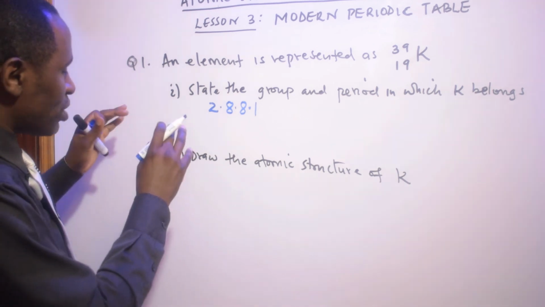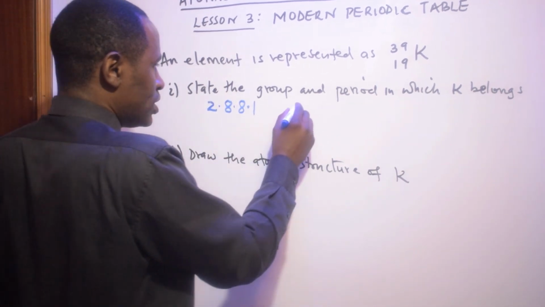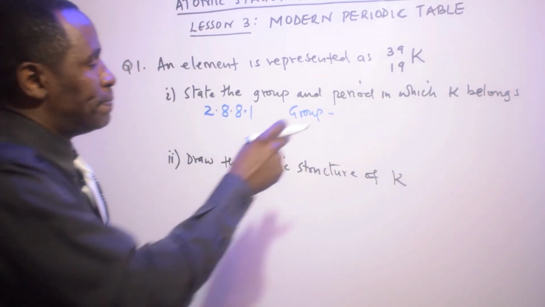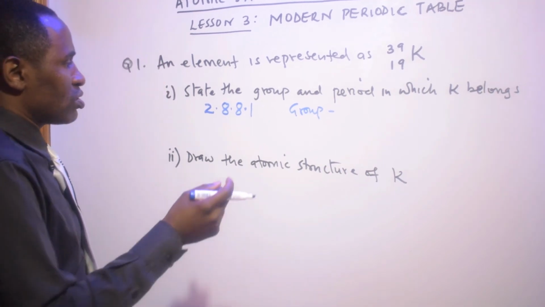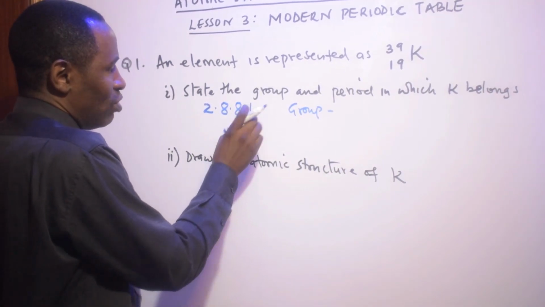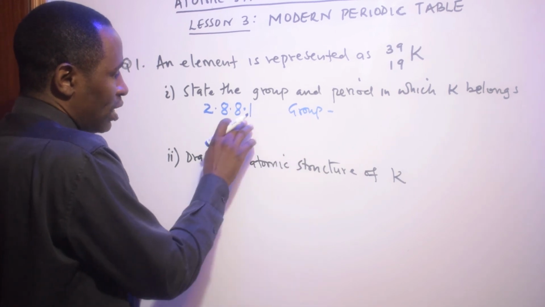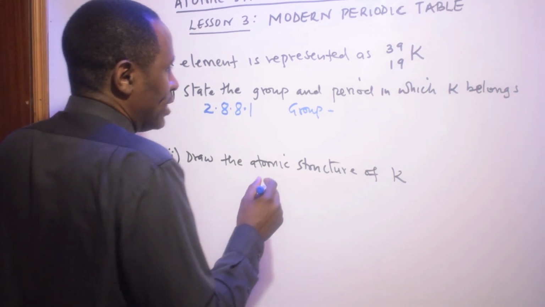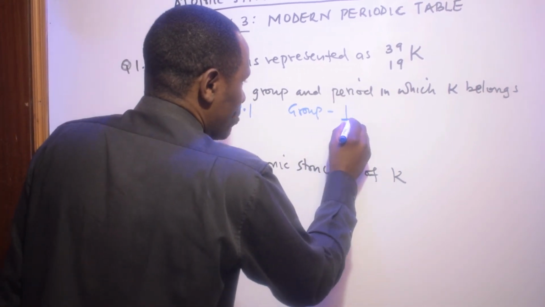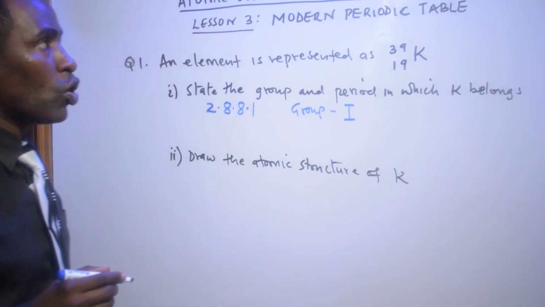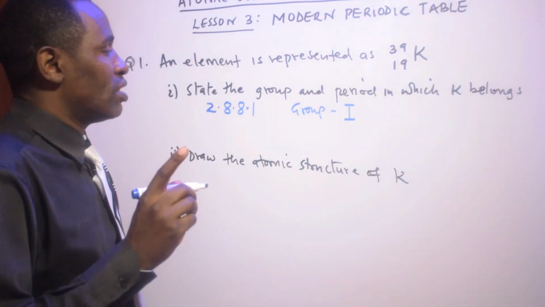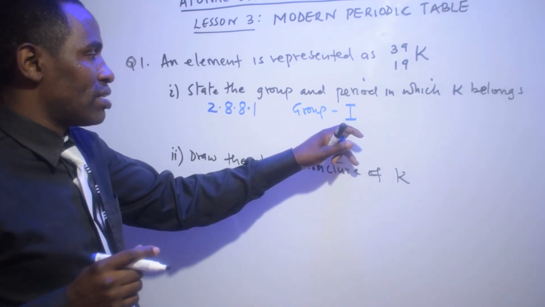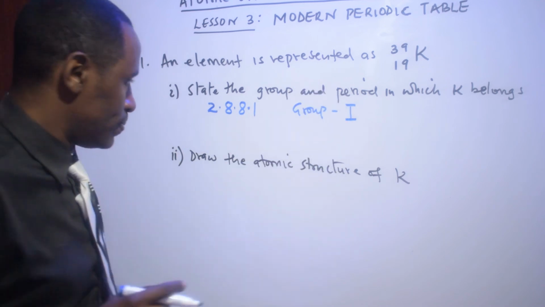Now from this electron configuration, in which group does this element belong? As far as the group is concerned, I just look at the outermost energy level and read the number. The group therefore will be 1, the number of electrons in the outermost energy level. Groups are represented using Roman numbers. Take note of that. Therefore that will be group I.